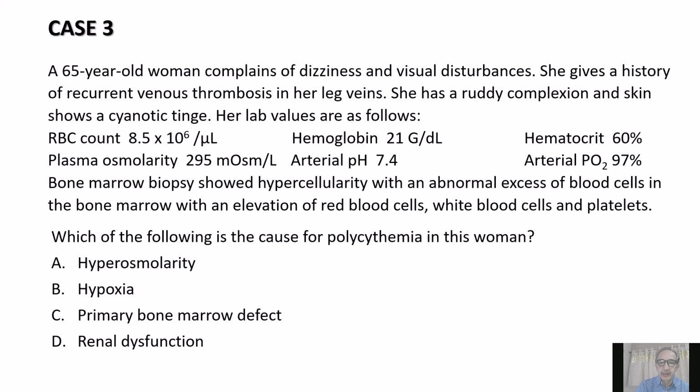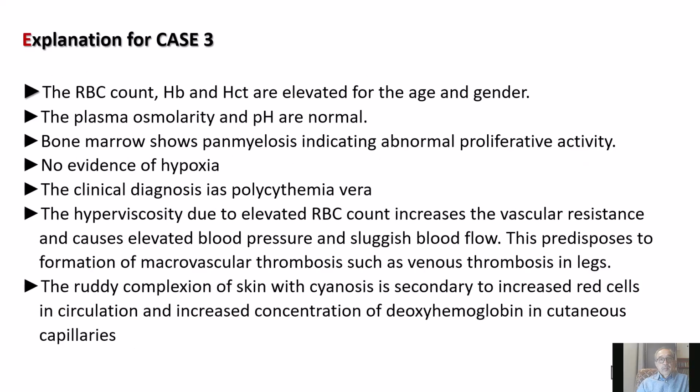And renal dysfunction will cause anemia and not polycythemia. So it's a primary bone marrow defect, polycythemia vera. So this is called primary polycythemia. Secondary polycythemia is due to some other causes which increase the bone marrow activity, secondary to some other cause, not the primary defect, like hypoxia, high altitude. Some other causes of hypoxia will cause secondary polycythemia. This is the primary defect.